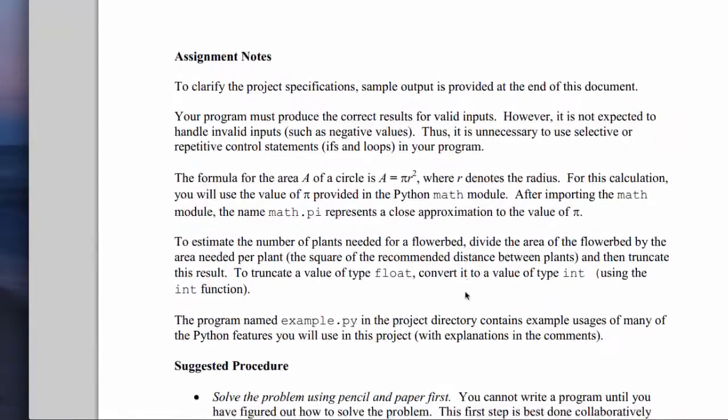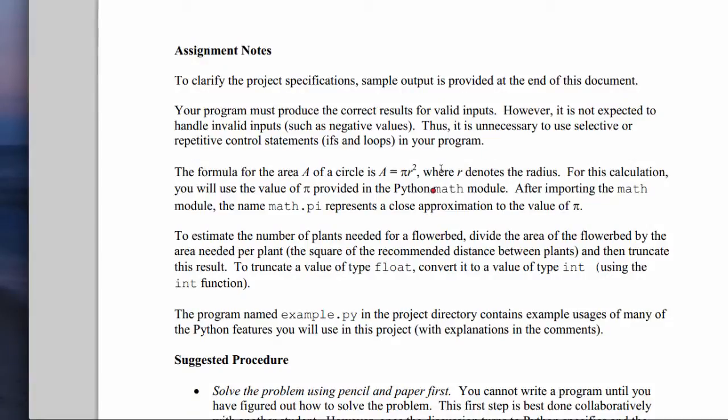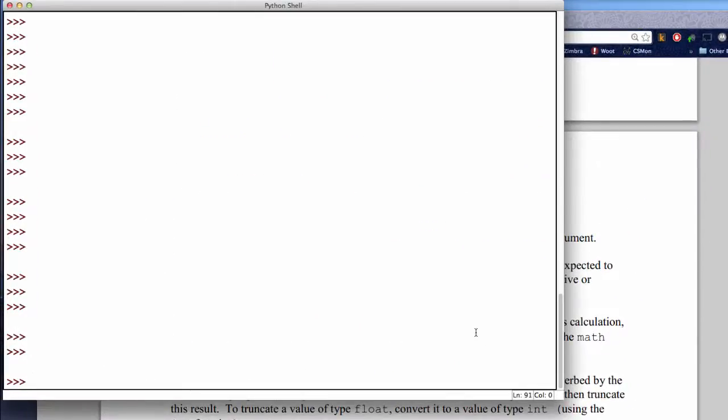Now we get a little bit of help here, area of a circle. Well, I guess we didn't need to tell you that, but we do have the math module, and math.pi is an approximation. Let's take a quick look at that. If I bring up the shell, here it is. We can say import math, and then we can take a look at, well, what is this math.pi? Oh, there it is. It's 3.14 blah blah blah.